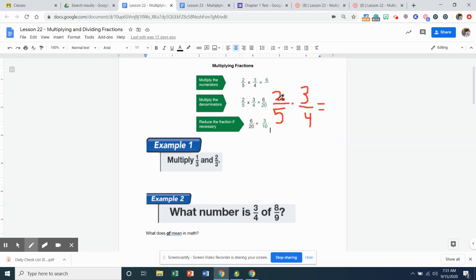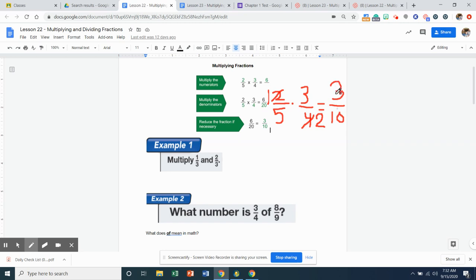I start with the 2. I look at its diagonal. Do those have a common factor, 2 and 4, so that they can reduce? They do. It's 2. So 2 is the common factor. 2 goes into itself once, so I cross it out and put a 1. 2 goes into 4, cross it out 2 times. So now I have 1 times 3. 1 times 3 is 3. And 5 times 2 is 10.